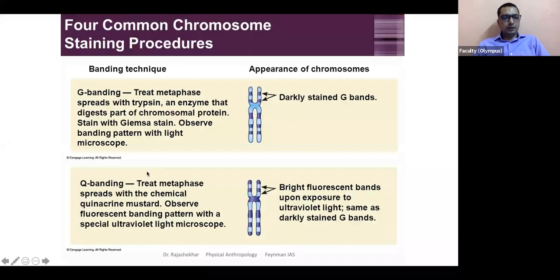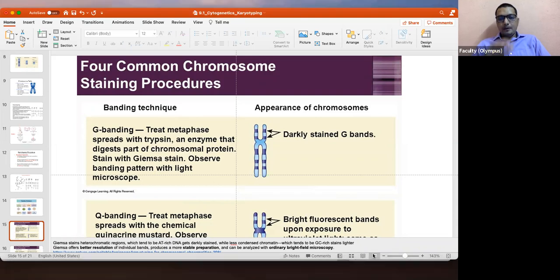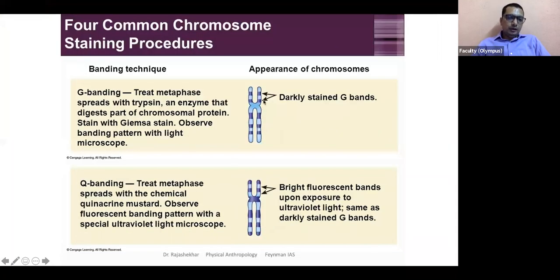How does G banding, or Giemsa stain banding, work? In Giemsa stain banding, normally you see alternating dark and light bands. Wherever you see the dark bands, it is the heterochromatin region. I already explained about this.